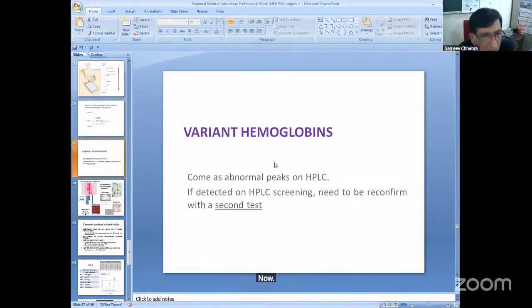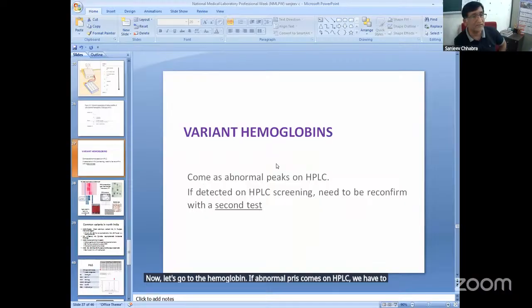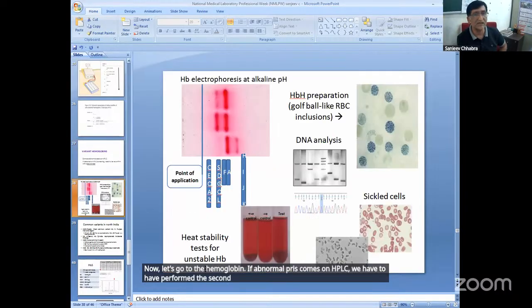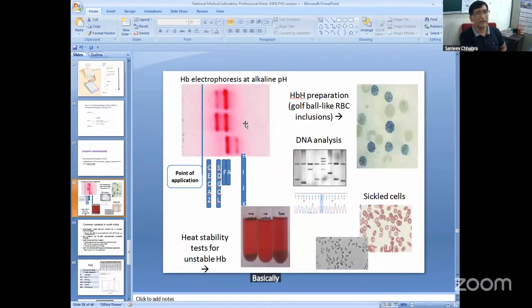Now let's come to hemoglobin. If abnormal peaks come on HPLC, we have to perform a second test. These are the ways we perform: electrophoresis at alkaline pH, HbH preparation for alpha thalassemia, stability tests like heat stability test, isopropanol test, sickling test, and we can also do a DNA analysis.